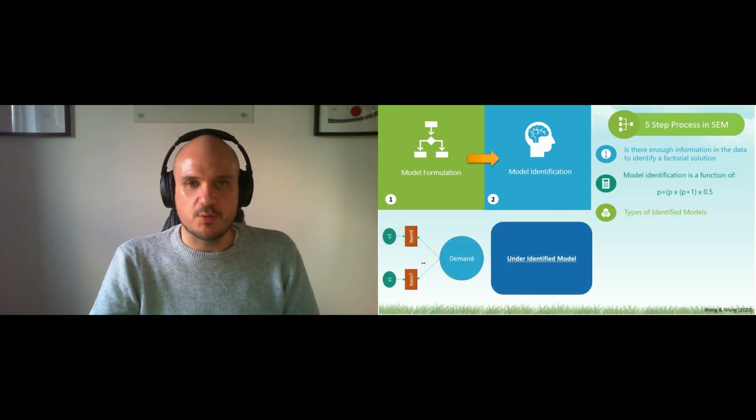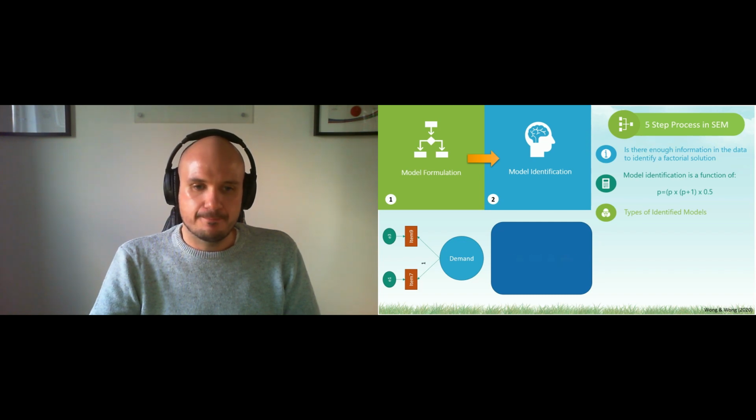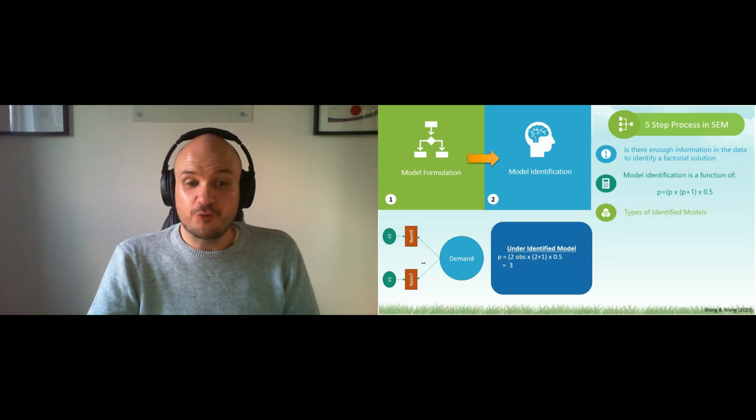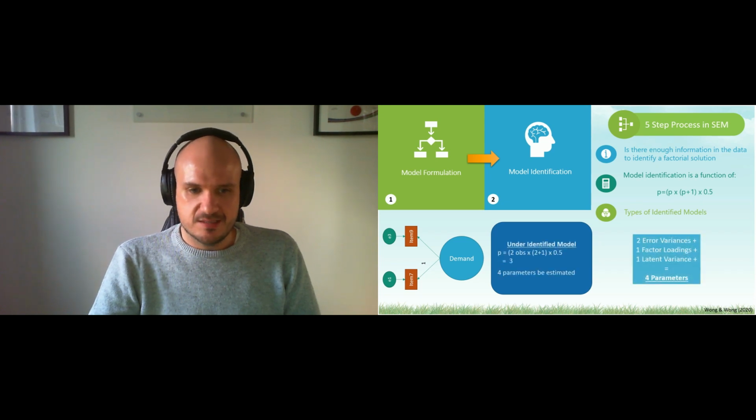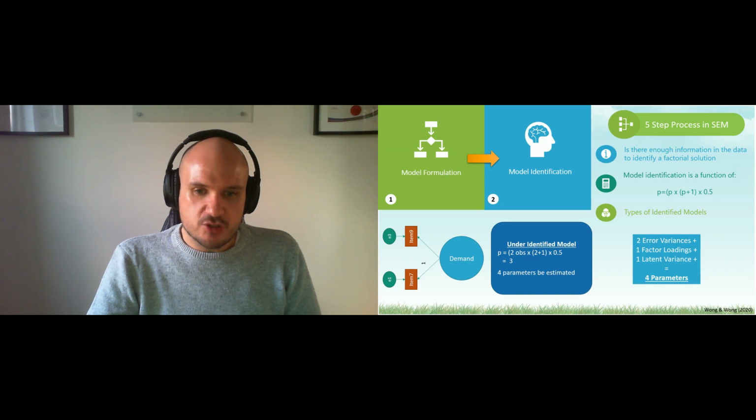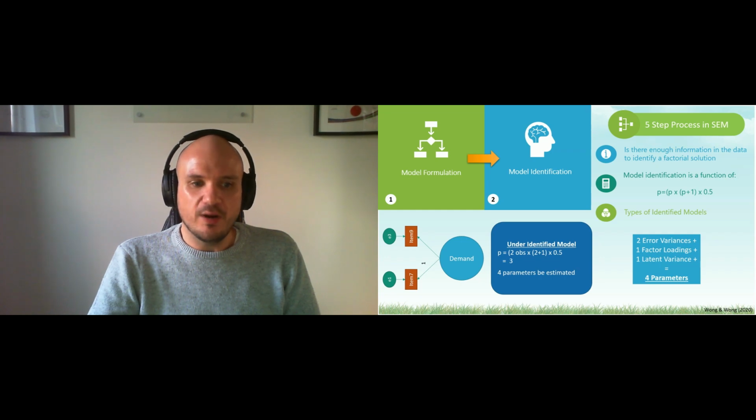But unfortunately, we also have under-identified models. And this is where the problem comes in. Let me show you. Take the same equation, 2 observed indicators. That tells us we have 3 free parameters that we can use to estimate things. The problem is that we have to estimate 4 things, because we have 2 error variances to estimate, 1 and 3, 1 factor loading for number 9, and 1 latent variance, 4.